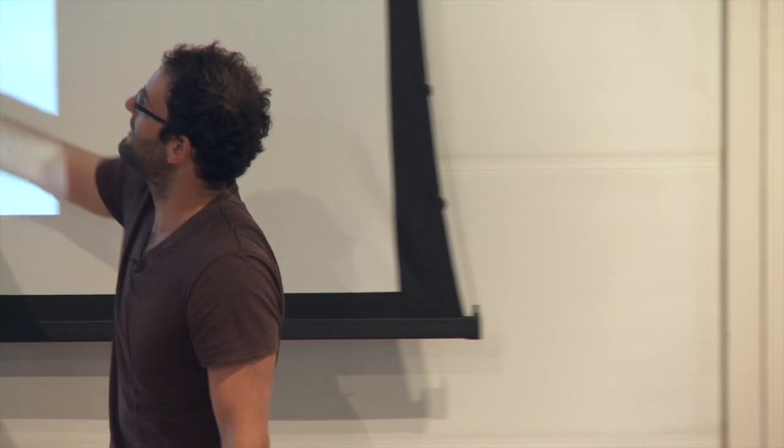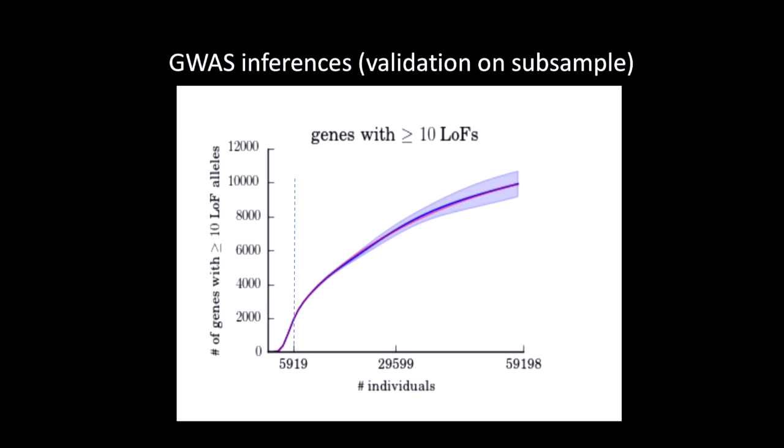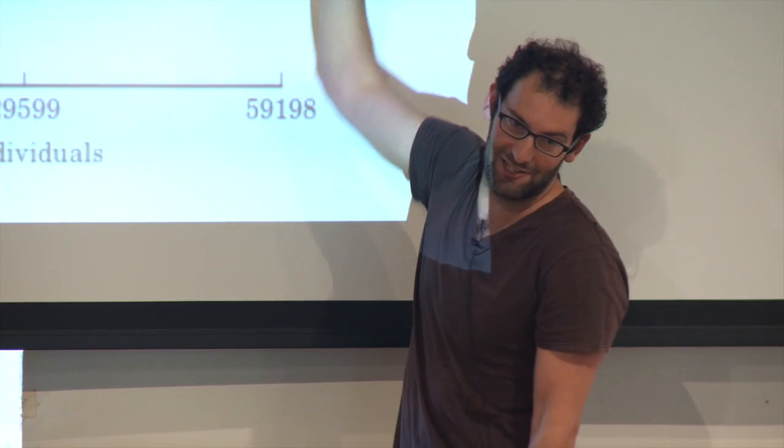So we have 60,000 genomes. Suppose we only look at 6,000 of them, and we try to extrapolate how many more genes with loss of function mutations we would find in healthy people if we actually had 60,000 genomes. So pick a random 10% of the data we have, look at that, and see if we can extrapolate out what we would expect if we actually had all of our genomes. The blue line is the truth. The red line is the average of our estimator over different cohorts of size 6,000, and the blue and red lines are basically on top of each other.